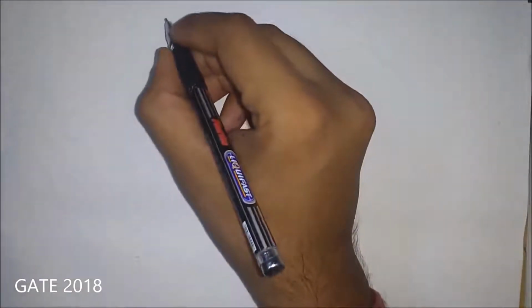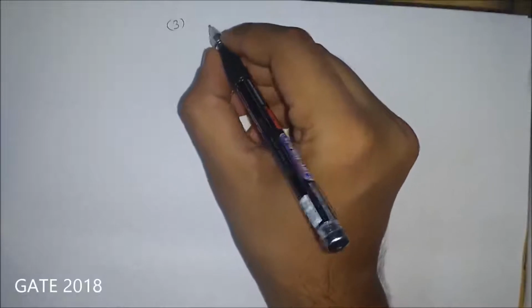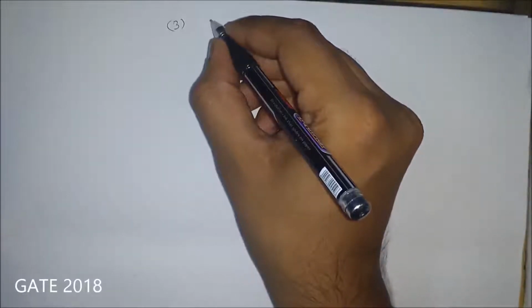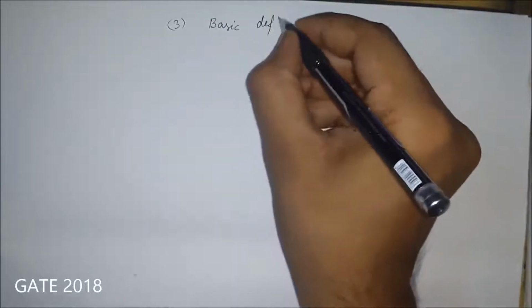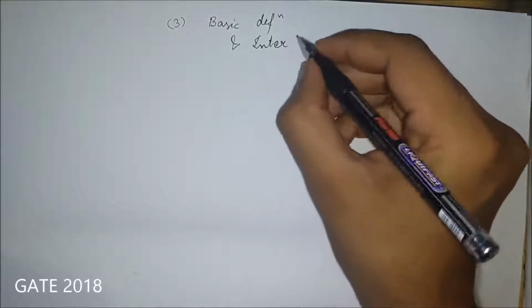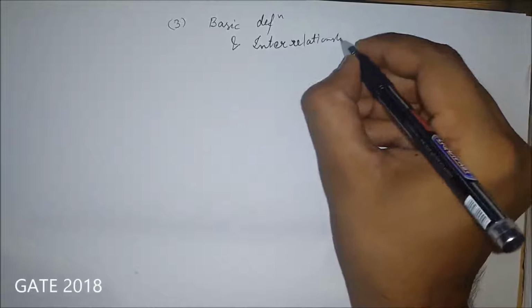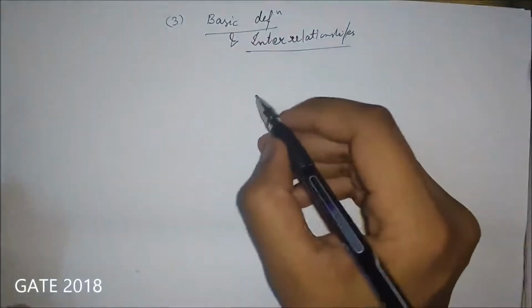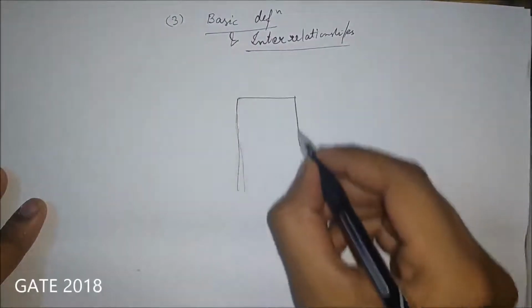So the third chapter is named as basic definitions and interrelationships. So I'll be drawing a diagram here which I will explain. Just let me draw it.